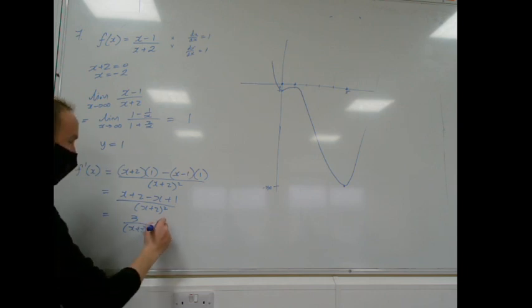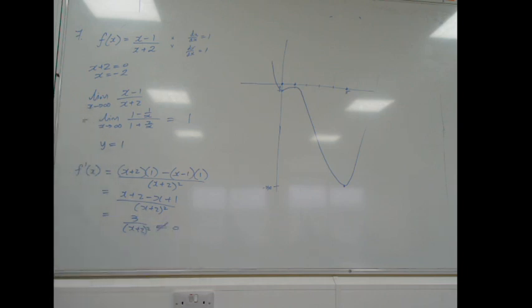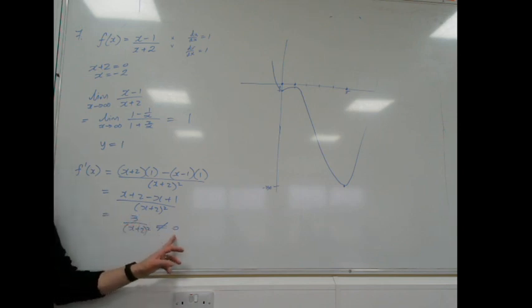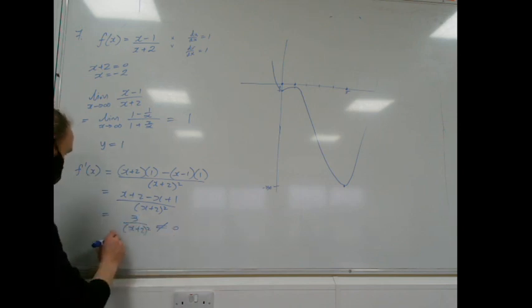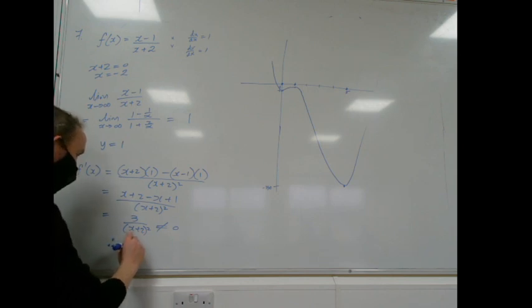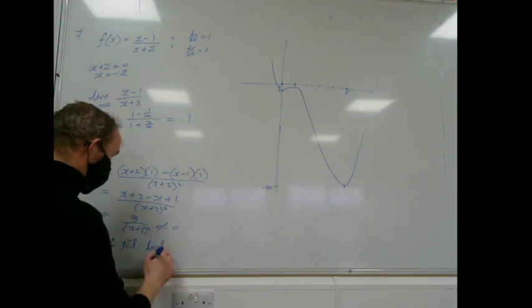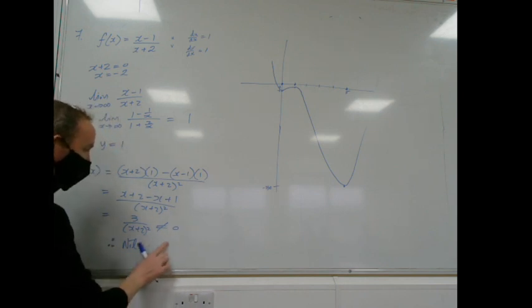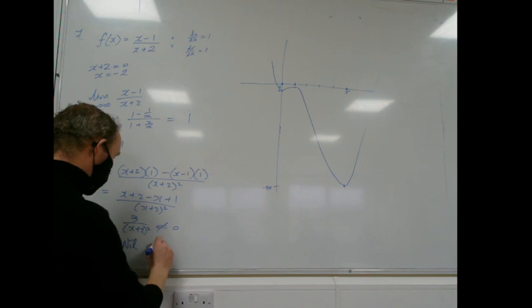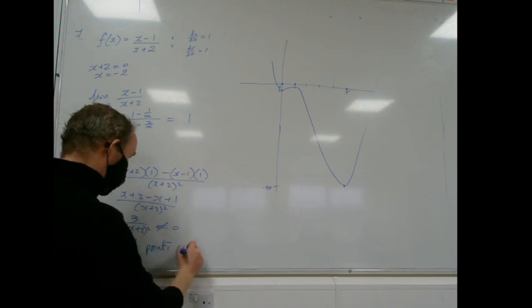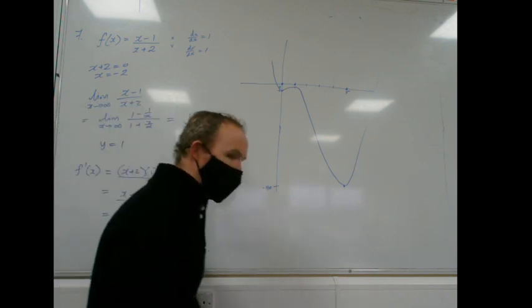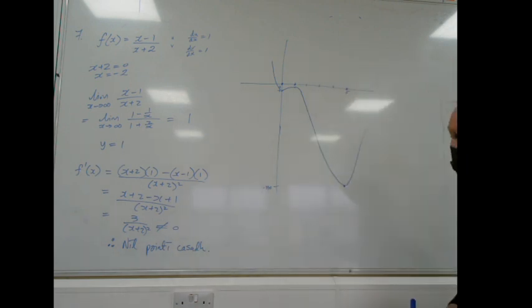Setting this equal to 0 cannot be solved for x, so therefore there are no turning points. We all know what x would be at the top line, so it is never 0. Okay, so no turning points.